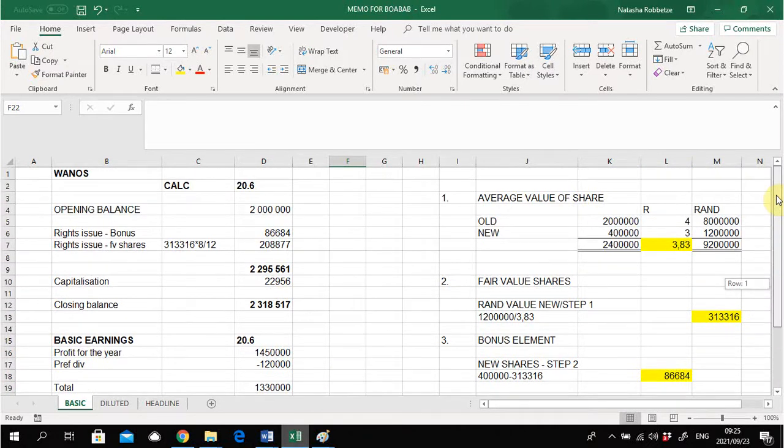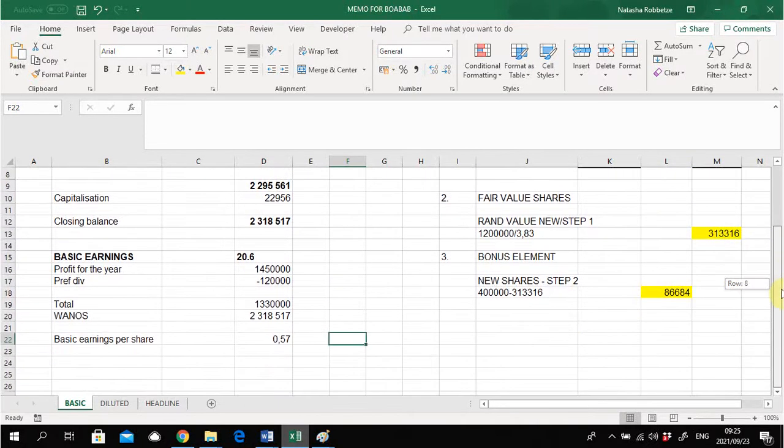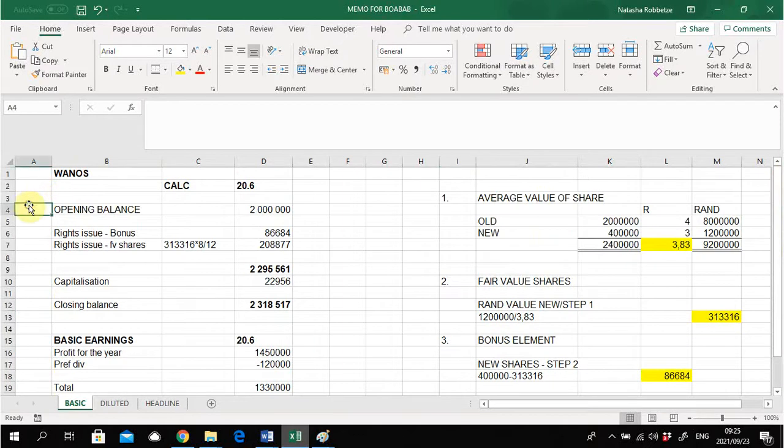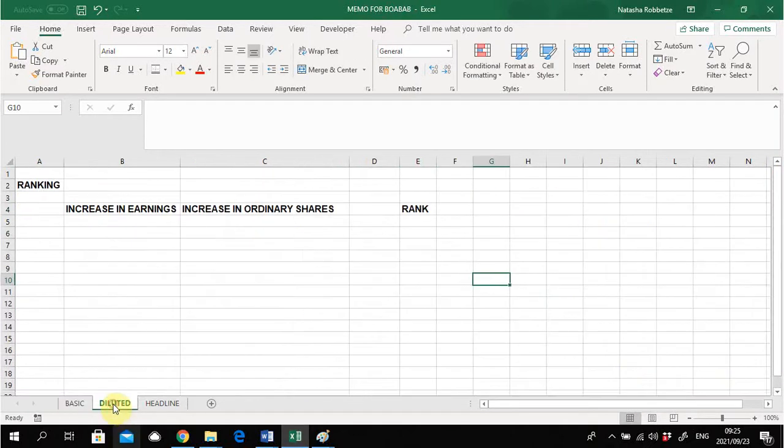Right, very interesting question. And going forward, let's see what we can do with regards to number B. For number B, they've asked us to calculate the dilution. So that's the diluted earnings per share. And again, I've just set up my headings so that we can start with that part as well.